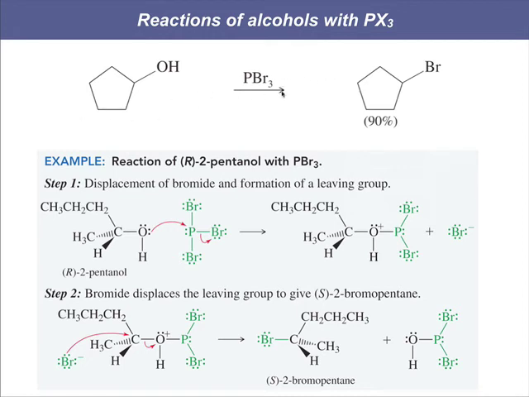It's an SN2 reaction. Of course, we could go the other direction, starting with an alkyl halide, use hydroxide, do an SN2, displace the bromine, and get the alcohol. So now we can go back and forth. Hydroxide to make the alcohol, or PBr3 to make the alkyl halide.